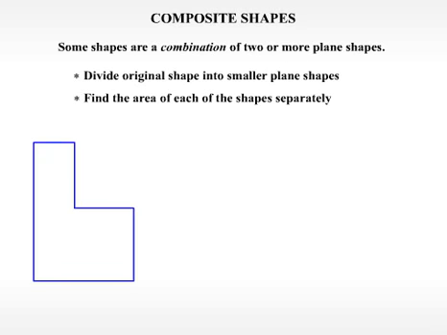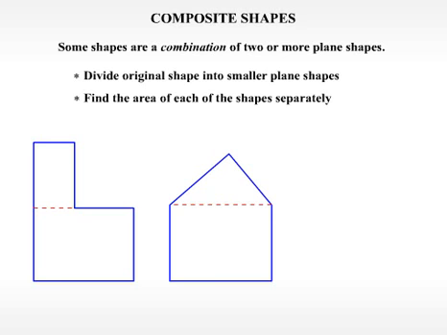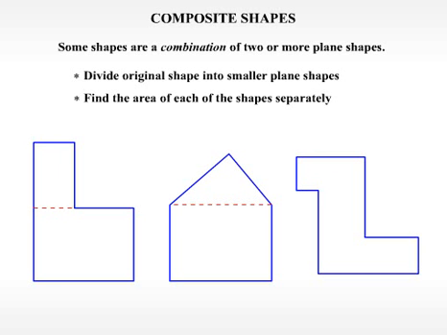So to illustrate, if we have a shape like that, it looks like an L shape, doesn't it? If we draw a line across there, we've divided it into two separate rectangles. They are plane shapes. Let's consider this shape. Looks like the front of a house, doesn't it? If we drew a line as such, we've broken it up into a rectangle and triangle. Now this shape's a little bit different again. We need to break it up like that. That's one way of breaking up. Three separate rectangles in this case.